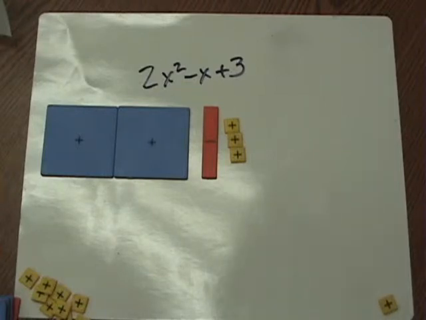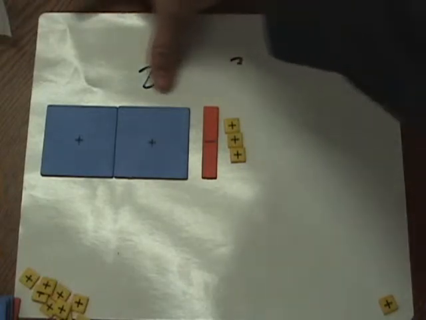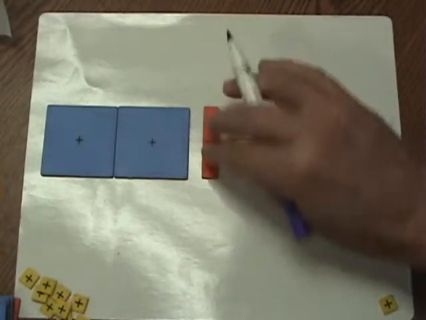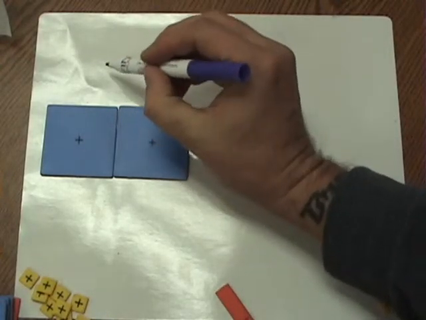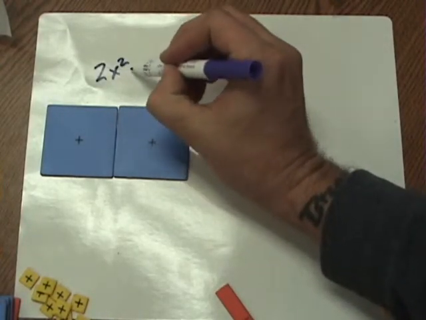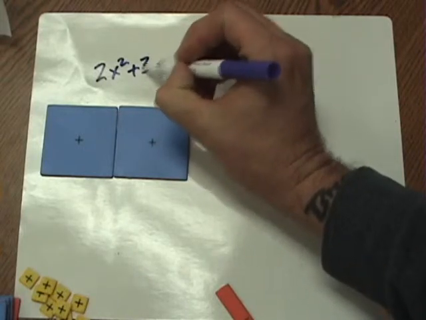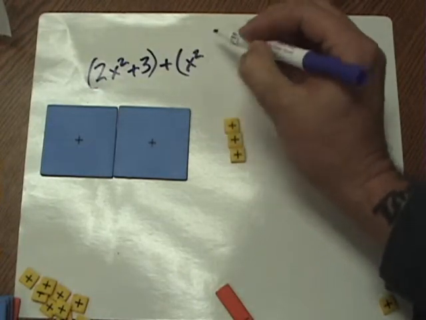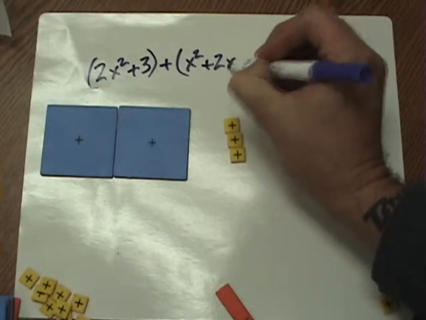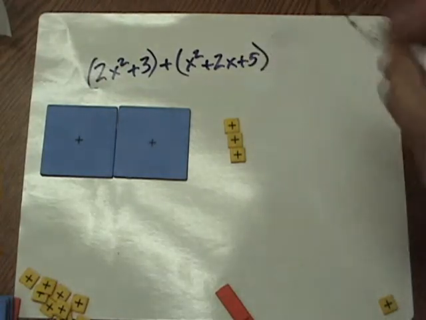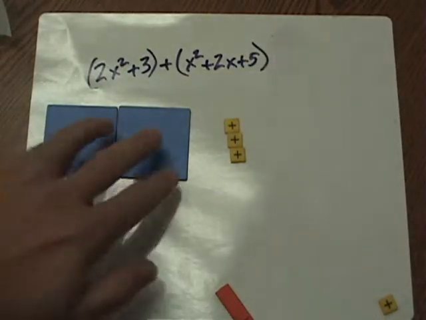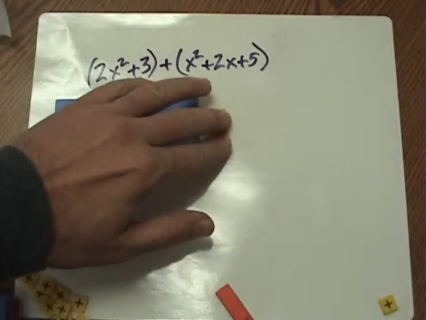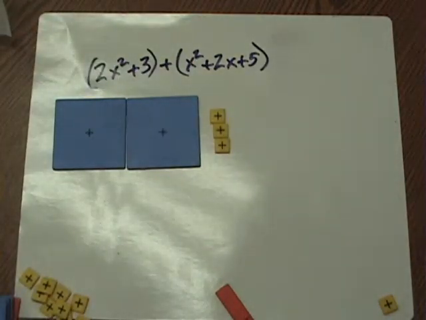Okay? Now if we wanted to combine and let's say do some addition with this, well, let's change this and say 2x squared plus 3 plus x squared plus 2x plus 5. Okay, so the first thing that we would do is we would go ahead and model our first equation, which is going to be the 2x squared plus 3.